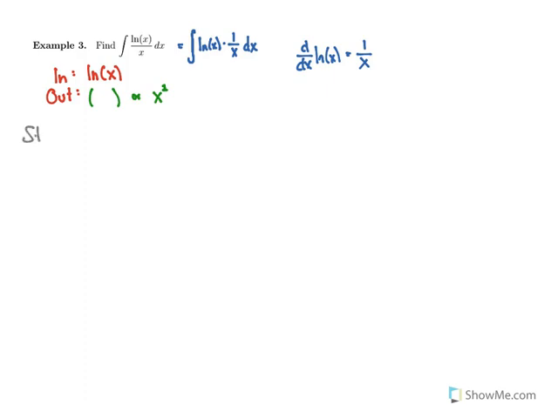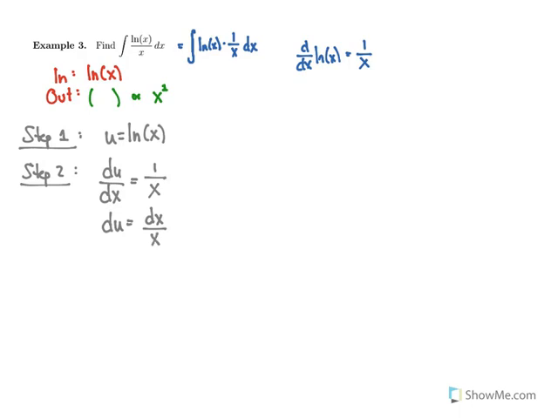Step 1, we're going to rewrite u is equal to our inside function. Step 2, we're going to take the derivative of u with respect to x, and we're going to solve for dx. That's going to be du is going to be equal to dx over x. We can think about dividing by 1 over x, or we can just think about here as multiplying by x on both sides. This will give us x du is equal to dx.